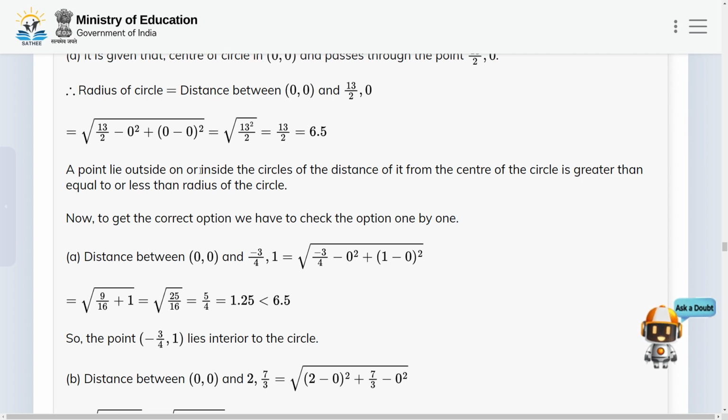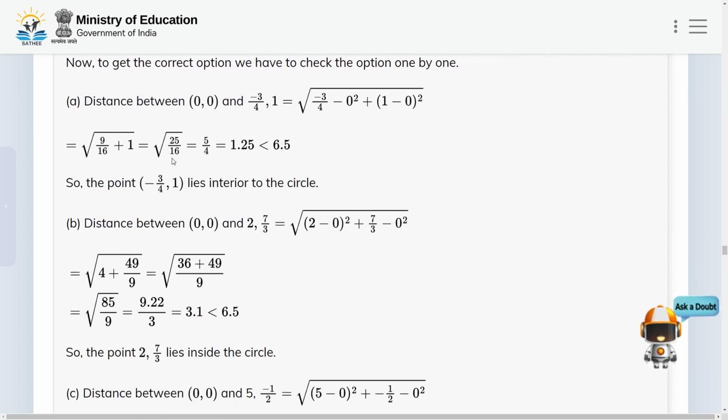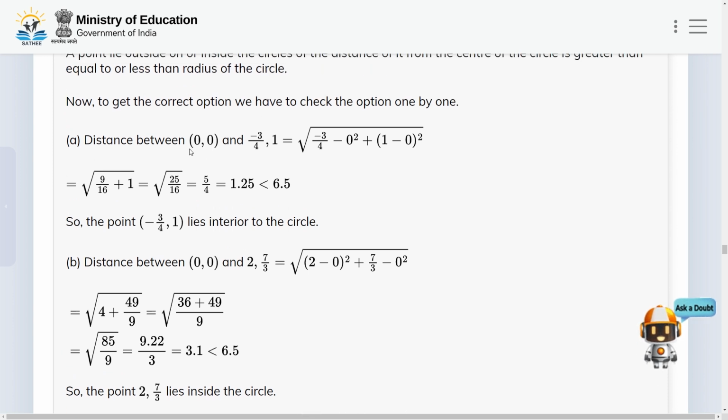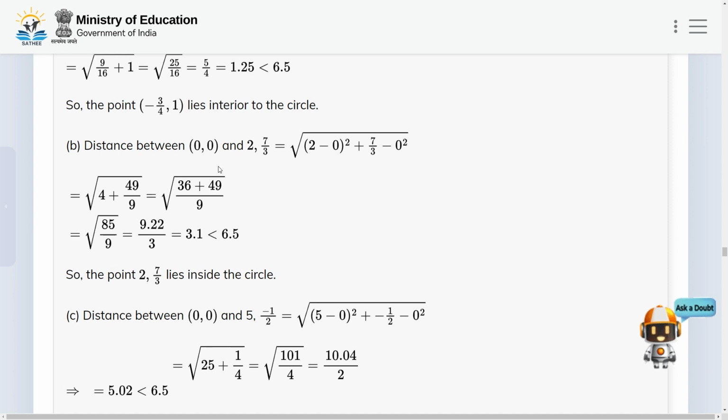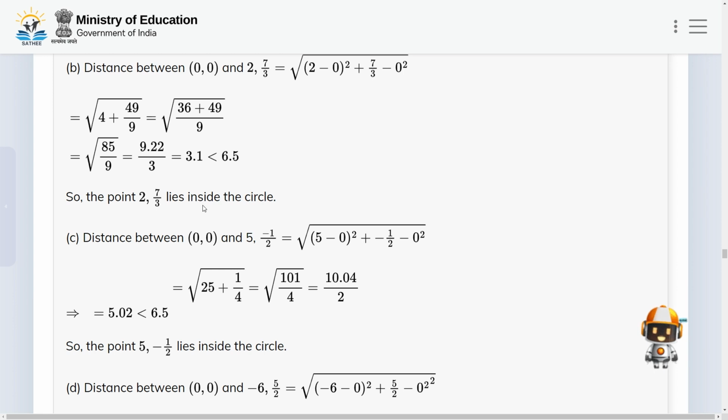A point lies outside or inside the circle depending on whether its distance from the center of the circle is greater than or less than the radius of the circle. So you can check the options now. In option A, the distance between (0, 0) and (-3/4, 1) is 1.25, which is less than 6.5, so the point (-3/4, 1) lies interior to the circle. In option B, the distance between (0, 0) and (2, 7/3) is 3.1, which is also less than 6.5, so the point (2, 7/3) lies inside the circle also.